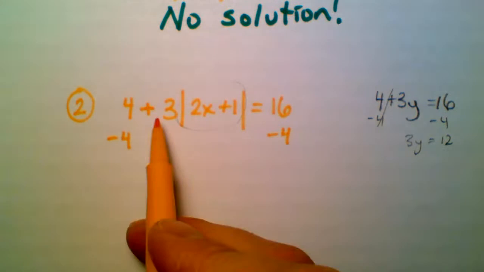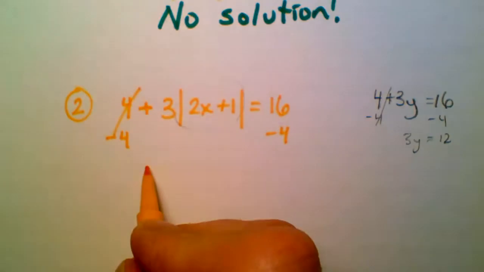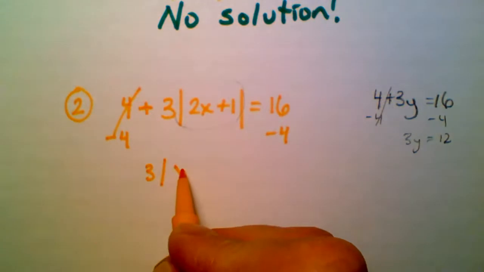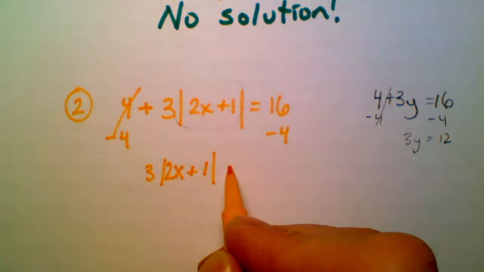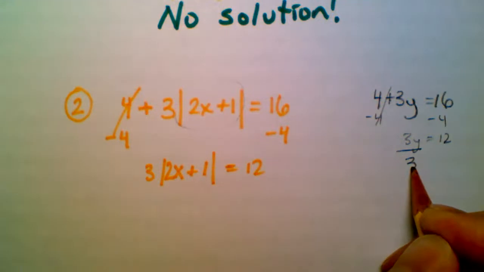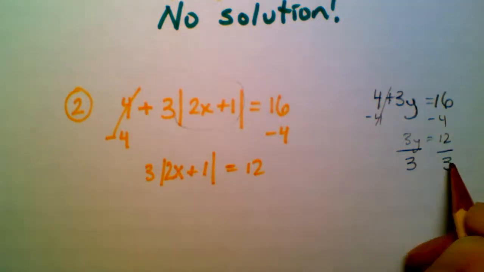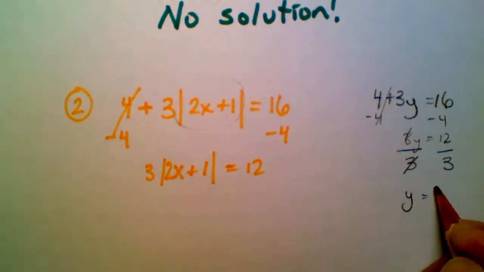All right? We don't divide by 3. We don't distribute the 3. We subtract the 4 from both sides. So now I got 3 times the absolute value of 2x plus 1 equal to 12 here. Okay? So what would we do over here? We're going to divide by 3. There we are. So now I'm going to have a y value equal to 4 over here.